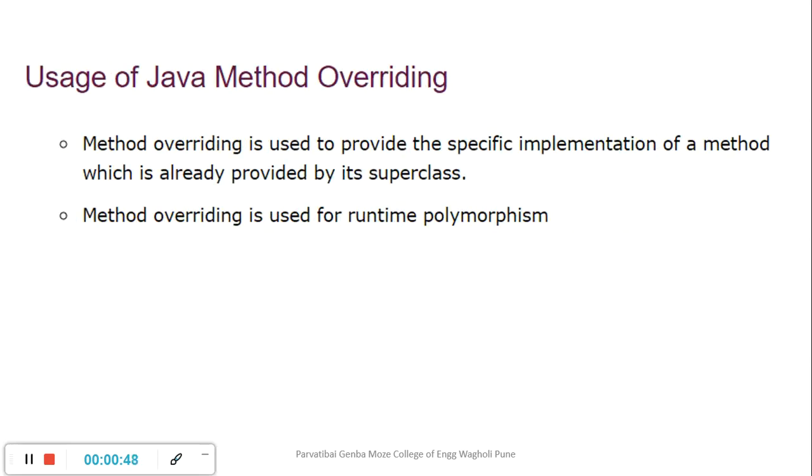The usage of Java method overriding: using method overriding, a subclass can provide a specific implementation of a method which is already provided by its superclass. Method overriding is used for runtime polymorphism.